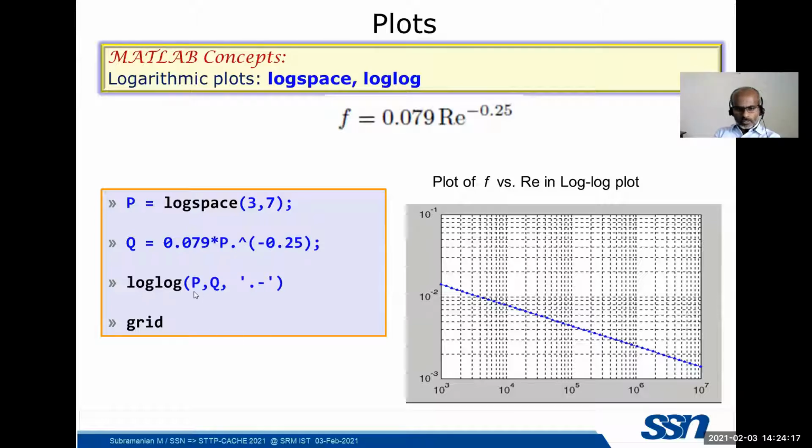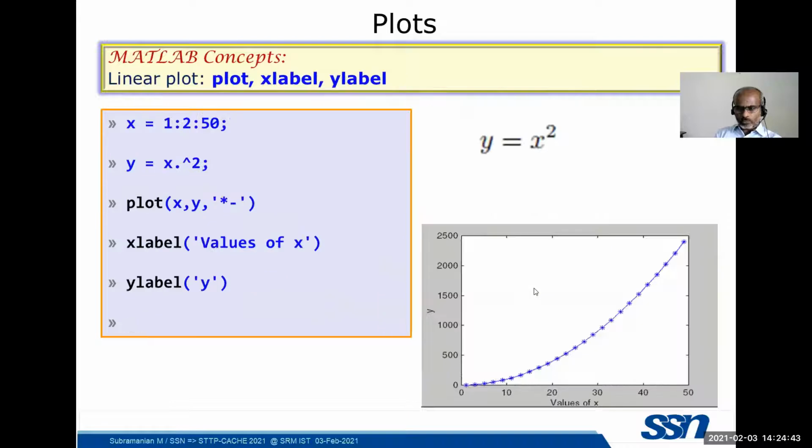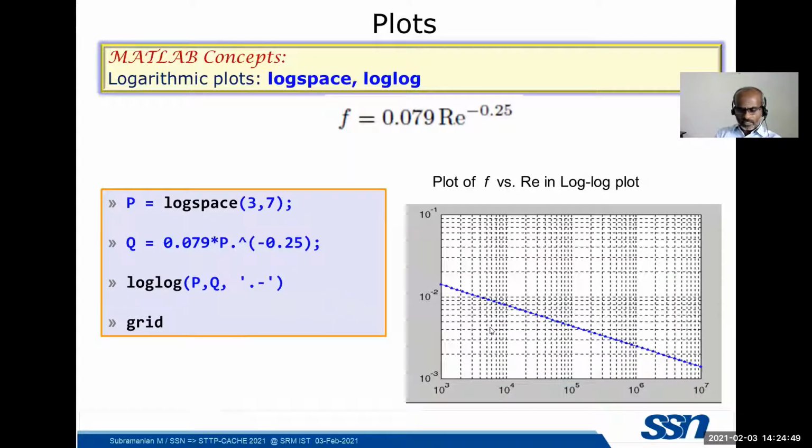Okay, now log plot, log of P comma Y, which means log of X and Y. X is your Reynolds number, Y is your friction factor. Every point is marked by a dot, and points are connected by a continuous line. To specify a continuous line, this dash. Of course, you can explore these options by yourself. And grid is to put grid lines. Otherwise, by default, it won't show these lines. By using grid, these lines are automatically drawn.